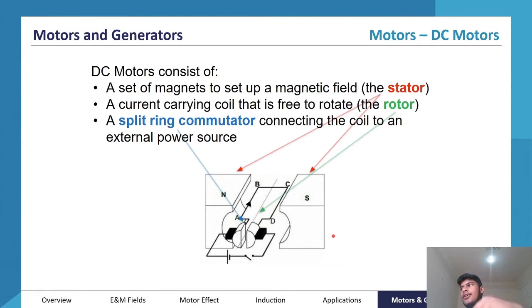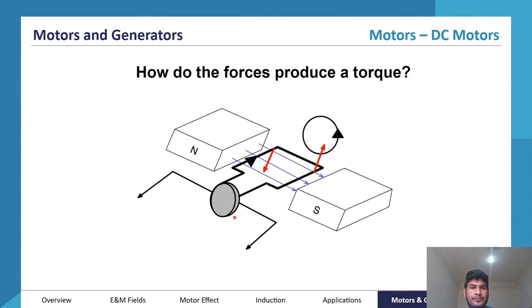Because if the current changed direction every 180 degrees, the motor isn't going to spin in one continuous direction. It's going to sort of flicker back and forth. So what we want is that it goes all the way around, and now this side is going to be on this side, and so we maintain a constant direction of rotation.